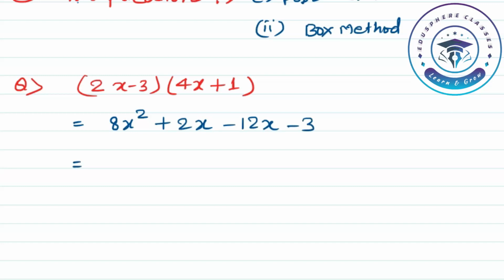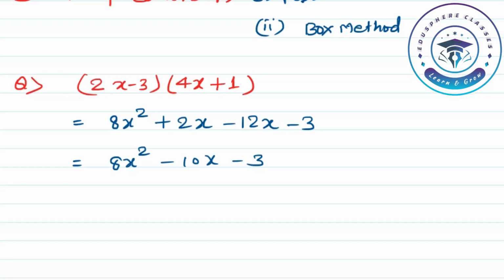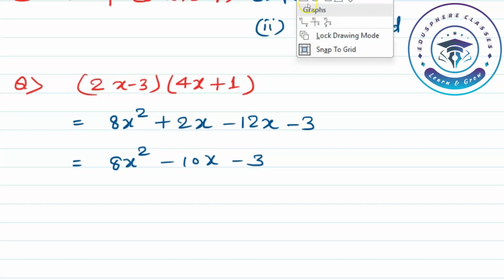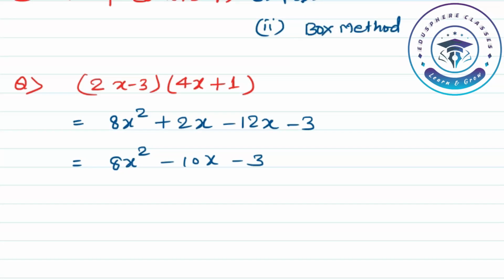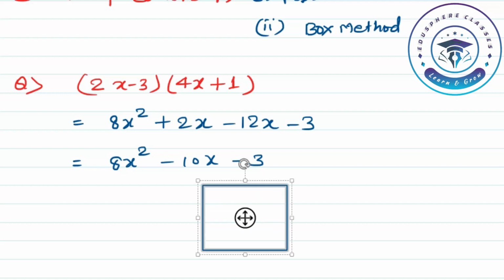Now we will add or subtract the like terms, so we will be getting 8x square plus 2x minus 12x, so we will be getting negative 10x and then minus 3. So this is our answer. Now if you want to do the same by using the box method, then we just need to make a box. Since both the polynomials are containing two terms, we'll make a 2 cross 2 box.